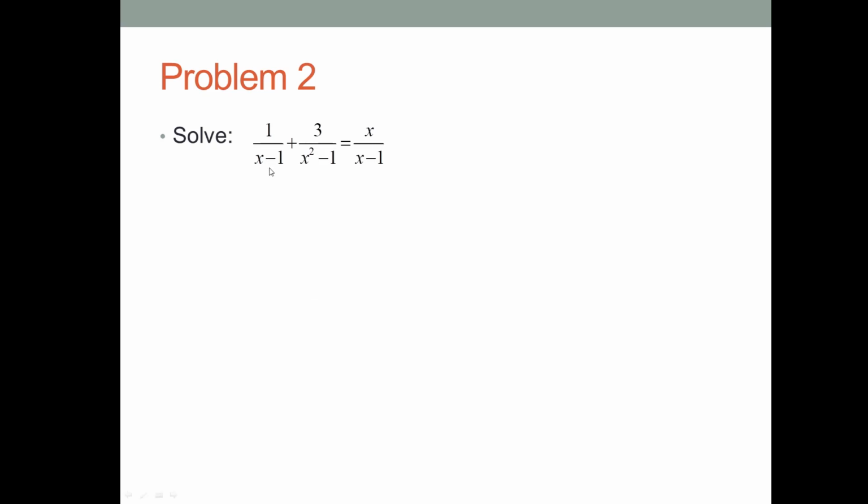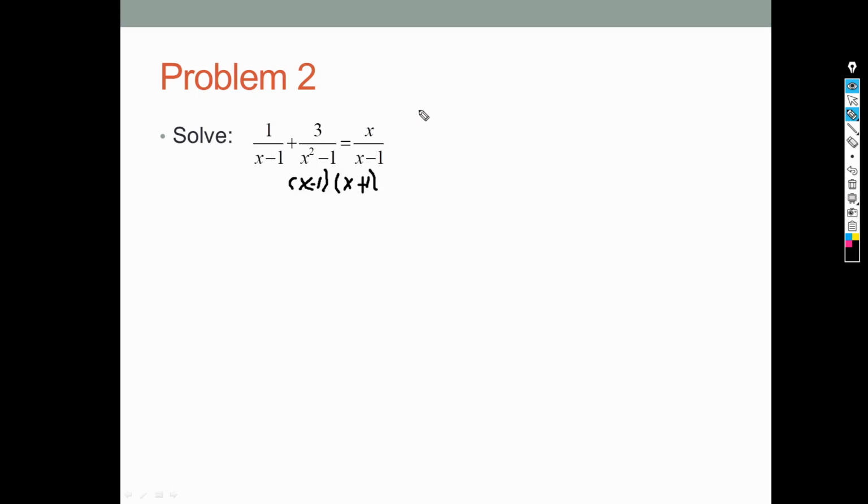Got 1 over x minus 1 plus 3 over x squared minus 1 is equal to x over x minus 1. Now, in this case, we have a denominator of x minus 1, one of x squared minus 1, and one x minus 1, okay? So now in this case, we can factor this one. So this is going to be x minus 1 and x plus 1.